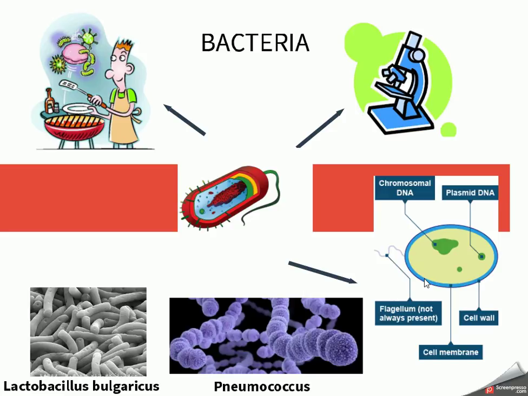Another one here is pneumococcus. Like the picture of the Lactobacillus bulgaricus, this picture shows more than one pneumococcus, and each sphere is a bacteria. Pneumococcus is most well known because it causes pneumonia, a deadly illness in humans, particularly for older people or babies.